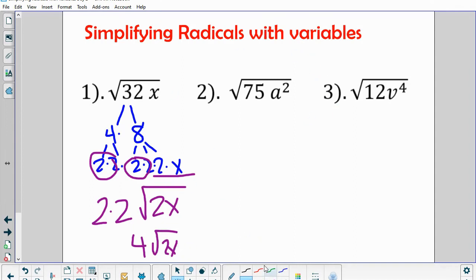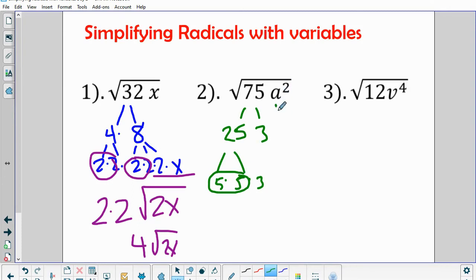Okay, let's go on to the next one. 75, that would just be 5, or excuse me, 25 times 3. And 25 times 3 just breaks down into 5 times 5 times 3. All right, so we've got our pair of numbers, I should say. We've got 2 5's that are right there.